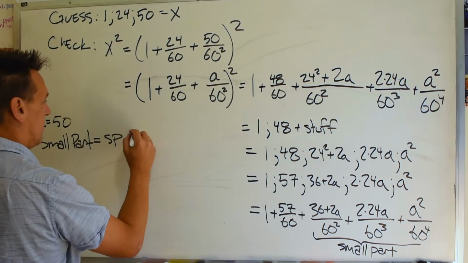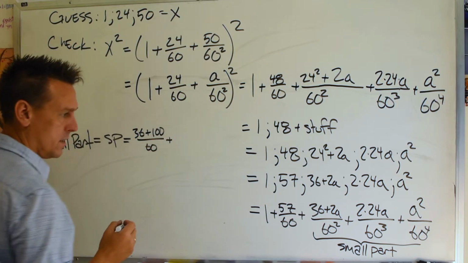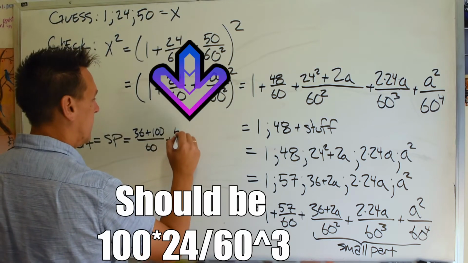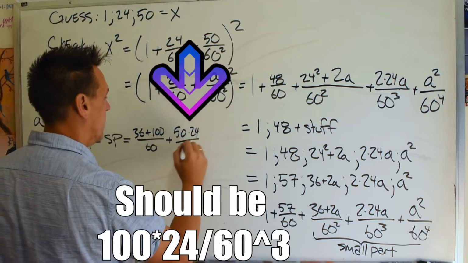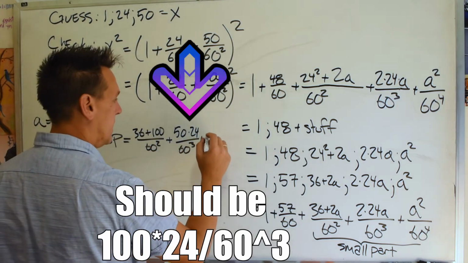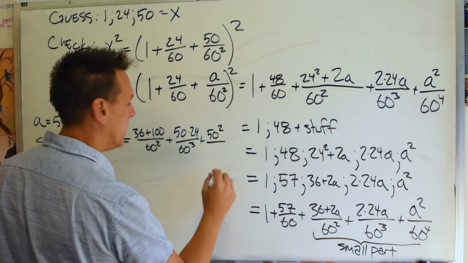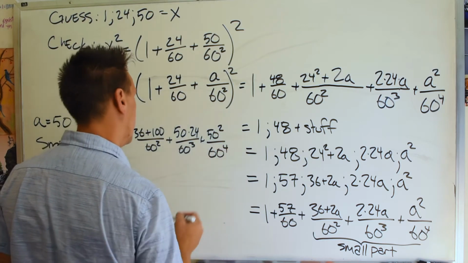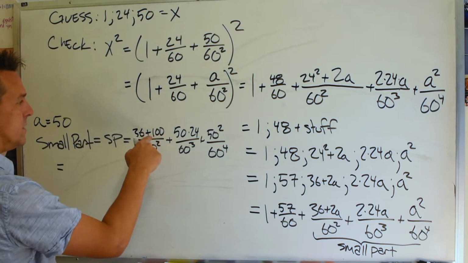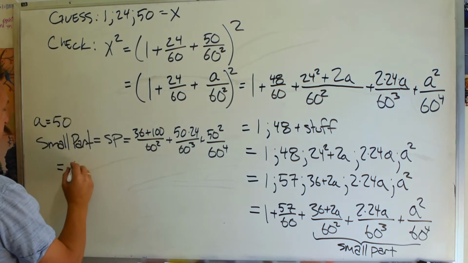it's going to be 36 plus 100 over 60, and 2 times 24 times 50. I'll do the 2 times 50 times 24 over, oh whoops, this is over 60 squared, this is over 60 cubed, and a squared is 50 times 50 over 60 to the 4th. All right, so we do still have some work to do here. 136 is 120 plus 16, so there's 2 that comes out.